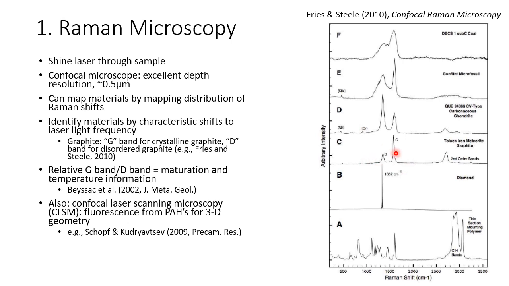One really nice thing is that the relative strengths of the G band and D band have been calibrated as a thermometer for the temperature at which graphite equilibrated in its host rock. The G band and D band are also present in other forms of organic carbon, such as kerogen, which is partially matured hydrocarbons found in many examples of microfossils and throughout the geological record. So here are some examples of different levels of maturity of these different carbonaceous materials. Diamond also looks quite distinct here.